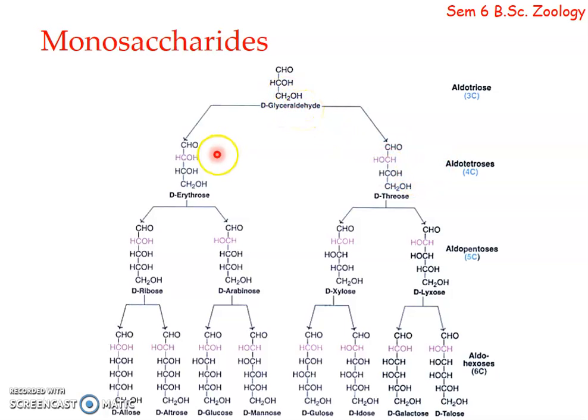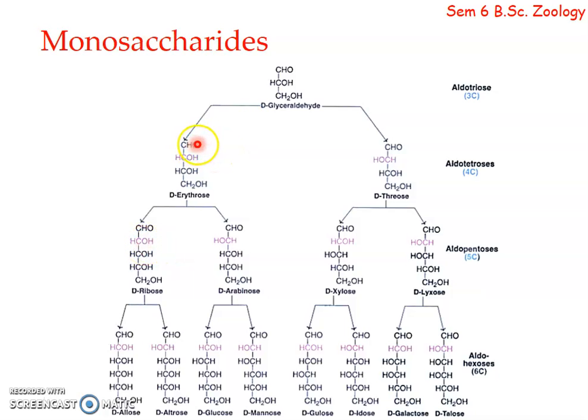Similarly, from the same erythrose we can make two aldopentoses. Again, keeping the first, second, third, and fourth carbons as such, we add an HCOH between the first and second in the aldotetrose. Okay, clear? We are adding another molecule. The rest is the same.